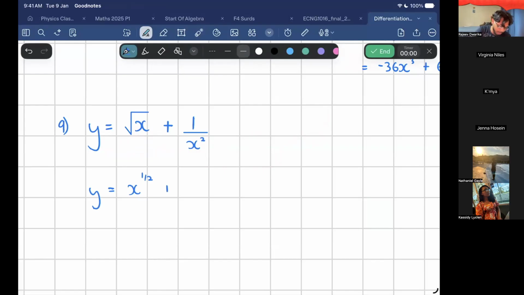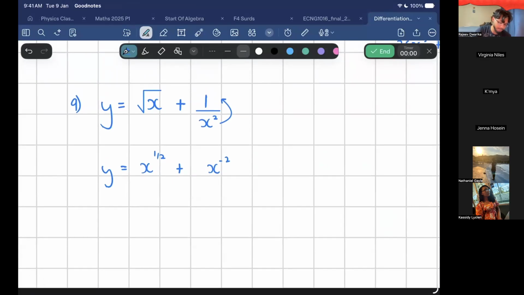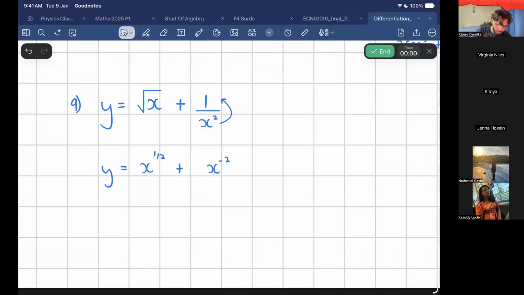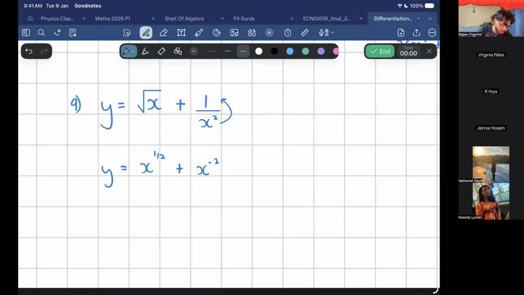And then if we have 1 over x squared, it means that we're gonna take the x squared in the denominator and bring it up to the top. That's gonna change the sign from a positive to a negative. So that's gonna be 1 multiplied by x to the power negative 2. You don't even have to put 1 here. So the only mistake you made was that square root. Tell me what to do from here, Serena.